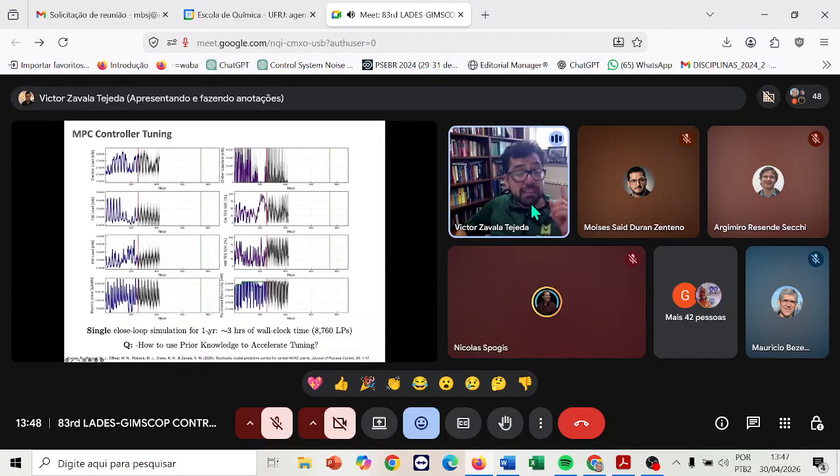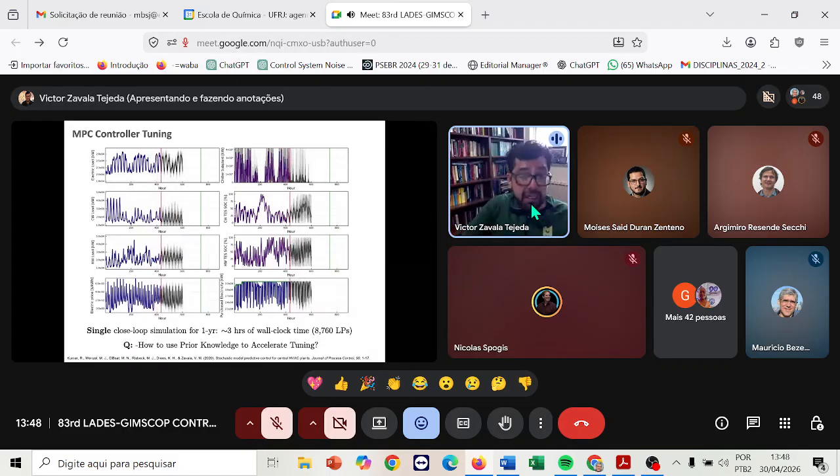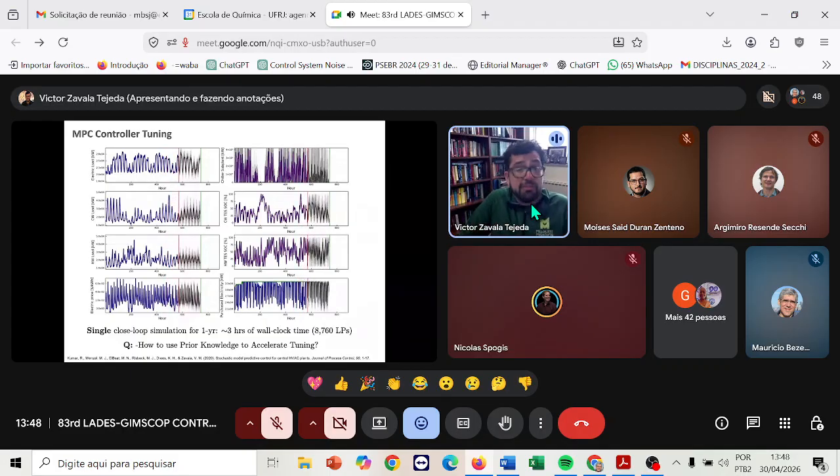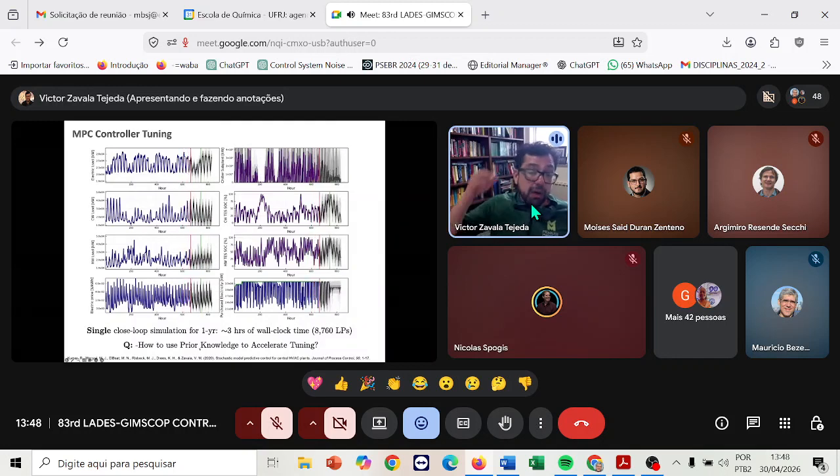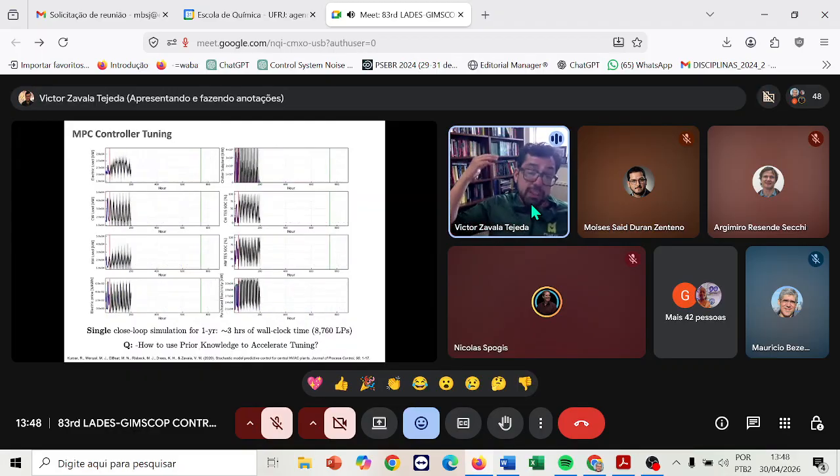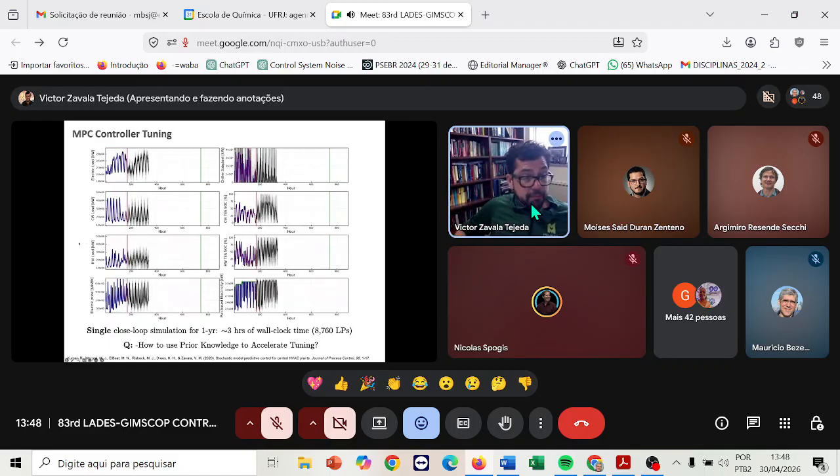But the problem is that a single simulation, just a single pass over an entire year, takes 3 hours of computational time. The reason for that is that at every time step, you're solving a linear program. And we know that we can solve linear programs fast, but when you're solving 8,000 of them, right? So the time accumulates, so it requires a lot of computational time. So this is why you want to incorporate this physical information or prior information to try to reduce as much as possible the number of simulations that you need to run. And I'm going to show you how you do that a little bit later.